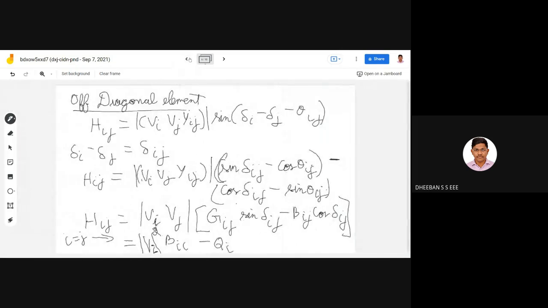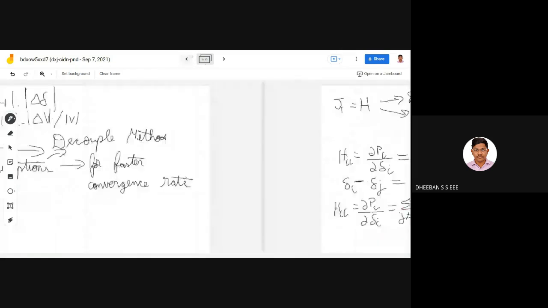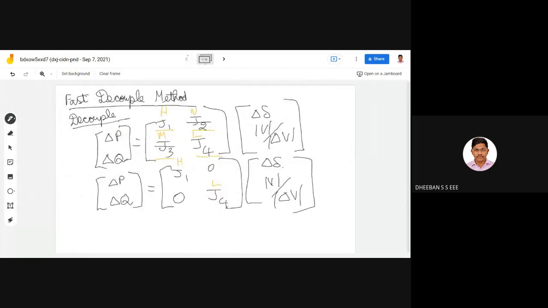This is what regarding your fast decoupled methodology. So it is just an extension of your Newton Raphson. Okay, you have to know about decoupling, then this methodology will be easy. Okay, you can also refer to your PS Murthy book. The same methodology will be used over there also.